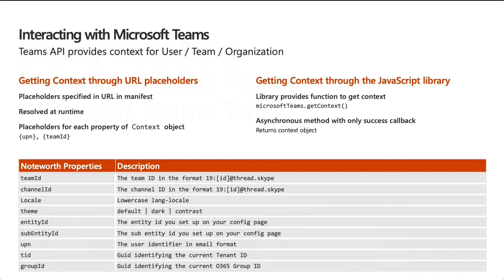You can also get context through the JavaScript library, and you can do that by calling microsoftTeams.getContext. And that's going to give us context to Microsoft Teams that has all of these different properties I mentioned at the bottom. This is an asynchronous method, and it's only going to have a single success callback that's going to return the actual context object.